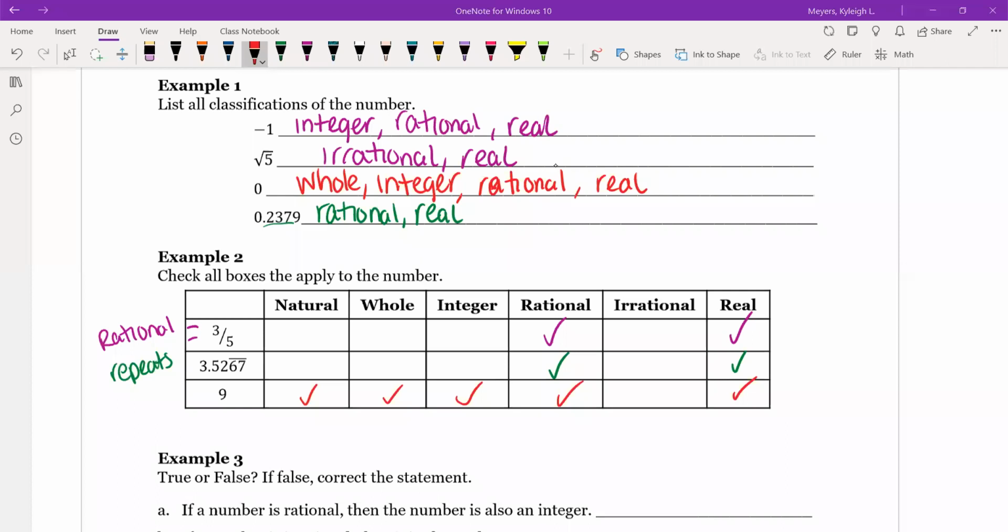Okay, the first one's fractions. Remember, fractional, rational, they rhyme. So it's rational, and if it's rational, it's real. Second one is a repeating decimal. Repeating decimals are rational. Repeat, rational, 2 R's. And if it's rational, it's real because all numbers are real. 9 is a number I can count on my fingers, so it's natural, which means it's whole, which means it's an integer and a rational and a real number.